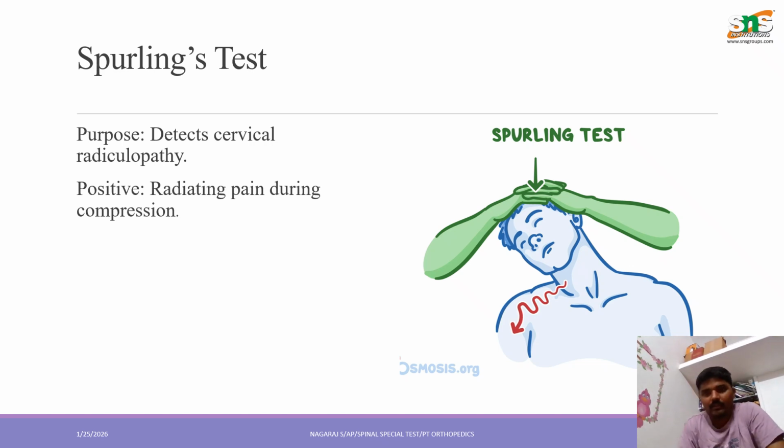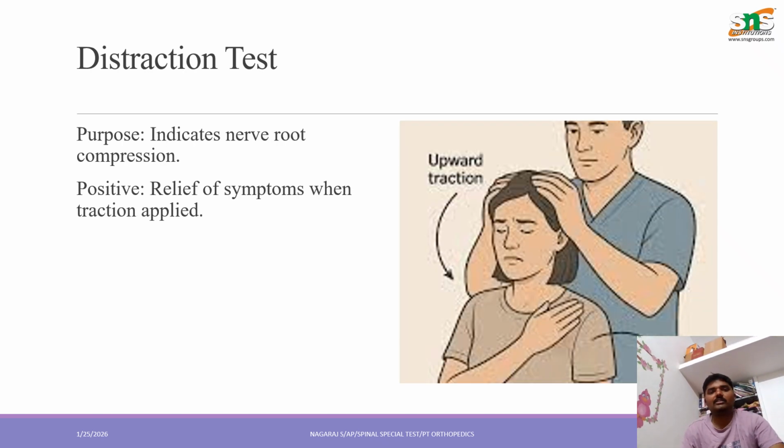Then the distraction test is also a confirmatory test for cervical radiculopathy. Why is that? A traction force is applied to the head, and the pain is relieved on the side.